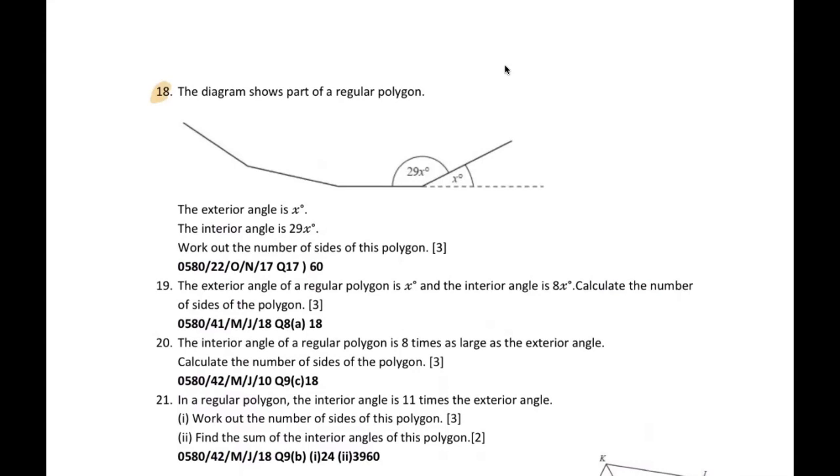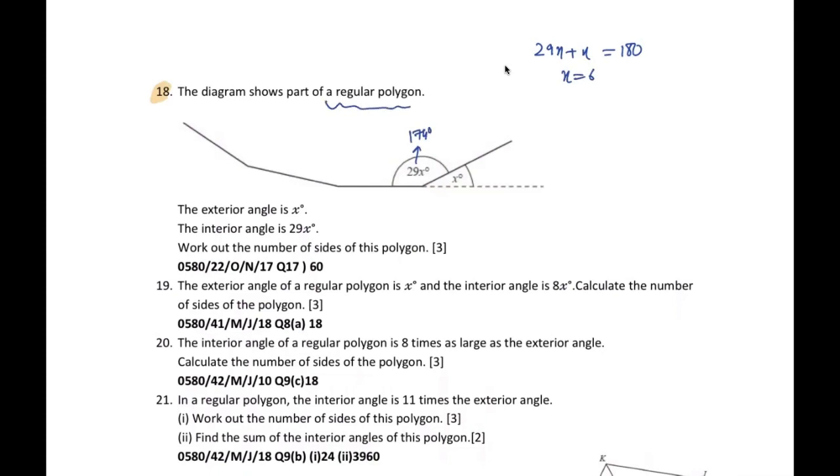The exterior angle plus the interior angle. So we know that this is going to be a straight line. The interior angle and the exterior angle add up to 180 degrees, right? So 29x plus x must be equal to 180 degrees. So 180 divided by 30 is going to be 6. So when x is 6, 29 times 6 is going to be 174 degrees.